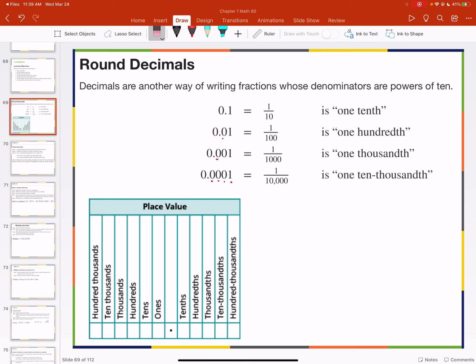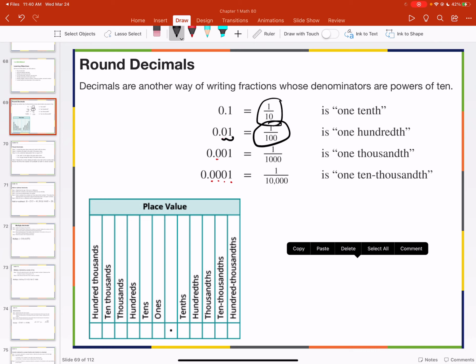So first of all, what is a decimal? A decimal is basically another way of writing a fraction whose denominators are powers of 10. So let's say, for instance, here we have 0.1, which is 1/10, right? This is the tenths place, the first place. Notice the tenths place is to the right of the decimal. Two spaces over is the hundredths place, so that's equivalent to 1/100.